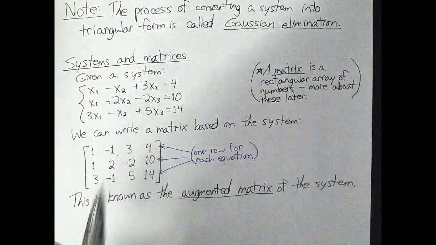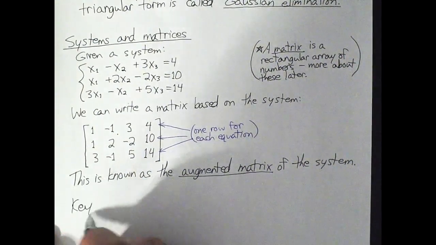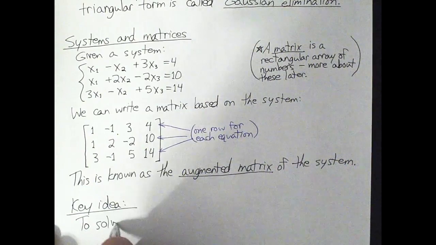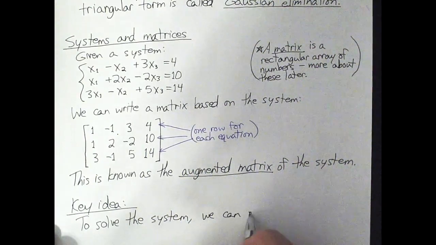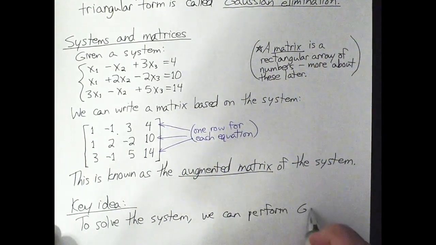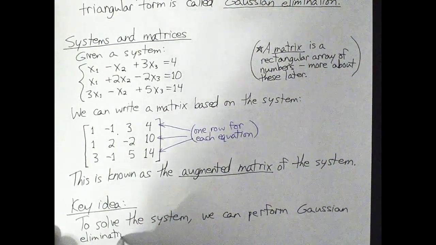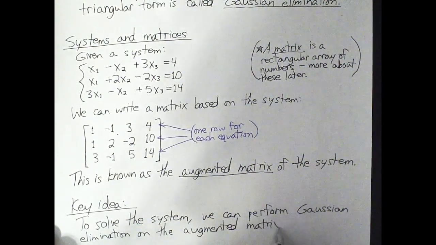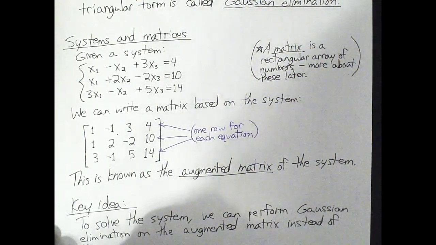Now, if we take a system and then we kind of turn it into the augmented matrix, the key idea is that to solve the system, we can perform Gaussian elimination on the augmented matrix instead of the equations.